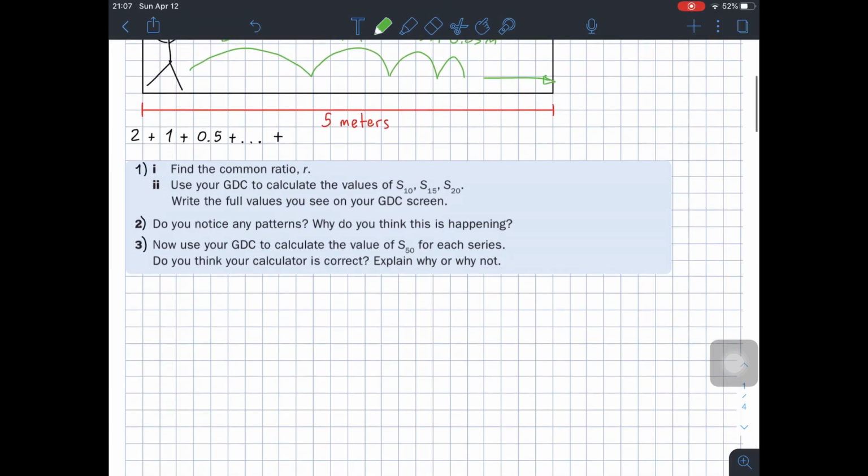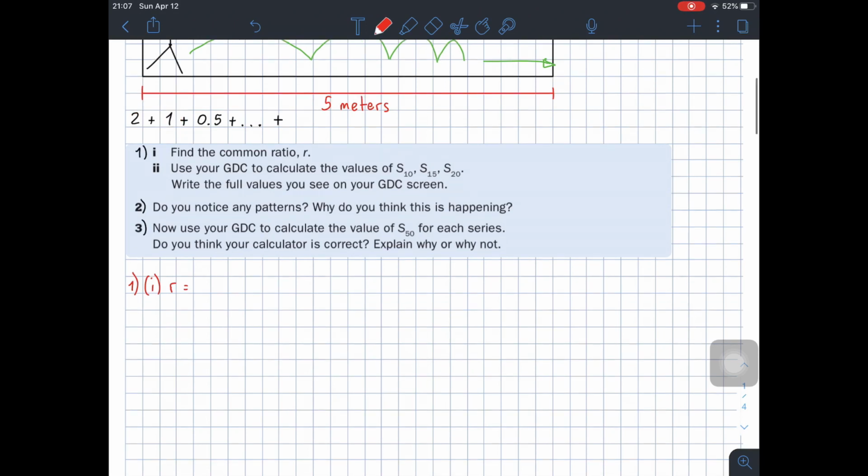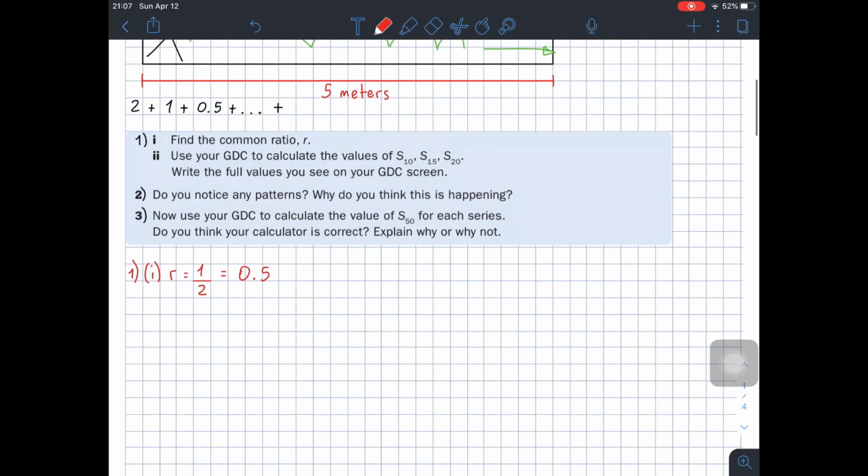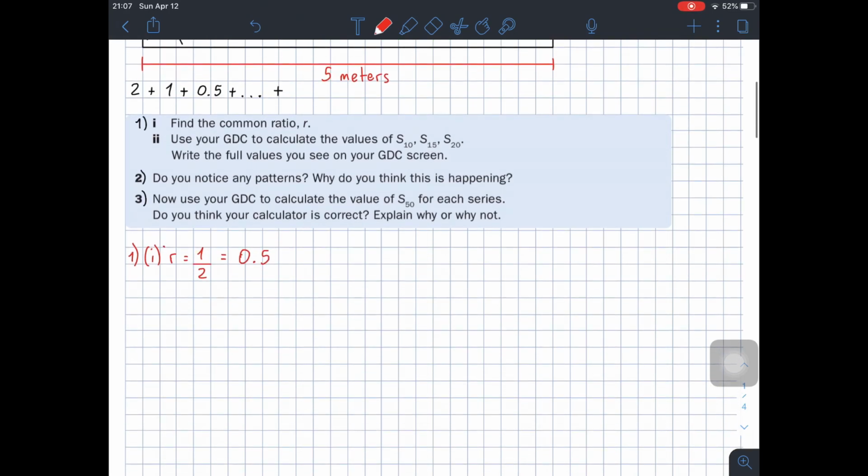It says, for number 1, find the common ratio R. In this case, how do we calculate the common ratio? To calculate the common ratio, remember, we had to divide the second term by the previous term. So in this case, it's 1 divided by 2, which is 0.5, or 1/2, we could leave it as 1/2. So this is our common ratio.